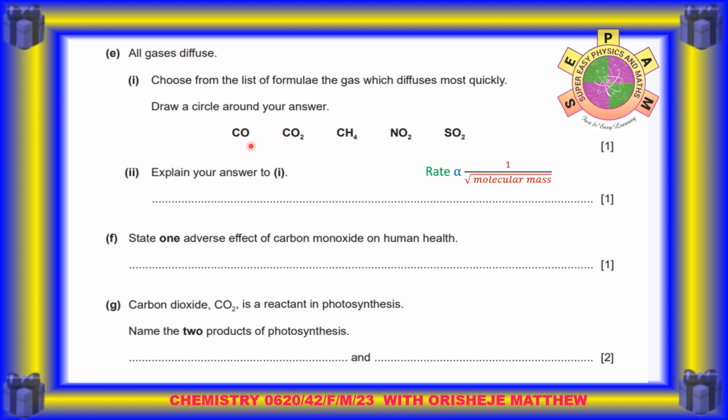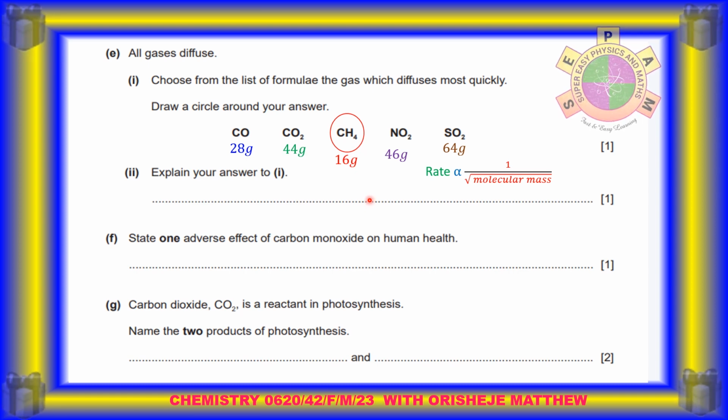So let's calculate the molar mass. You can get this from your periodic table, which is attached on page 12 of the question paper. So the molar mass is 28 gram, 44 gram, 16 gram, 46 gram, and 64 gram. Based on that, the one with the lowest mass is methane. So the answer is methane, which has the lowest relative molecular mass.